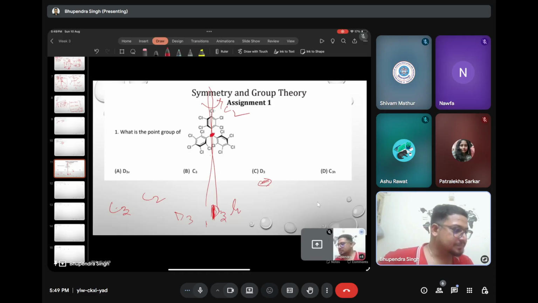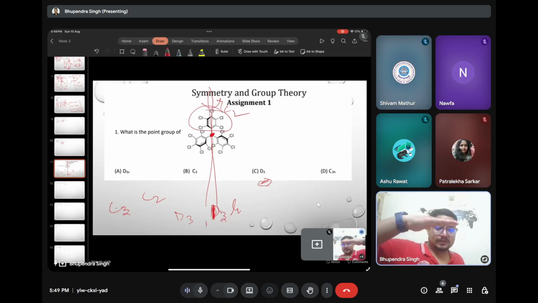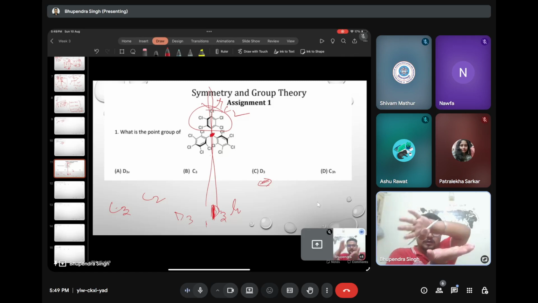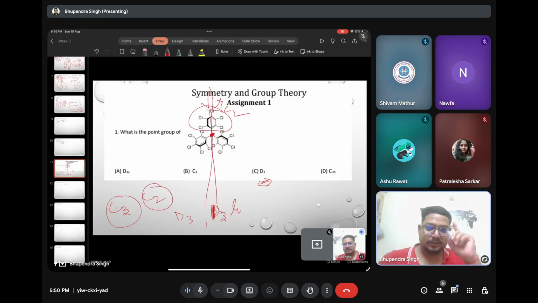So this benzene, this chlorobenzene, 6-chloro, this is not planar. This is vertical. So now this is your C2. If you apply this symmetry element, by this operation, you will flip the molecule like this. So this is present, this is also present. Tell me, how many C2s are present in this molecule?